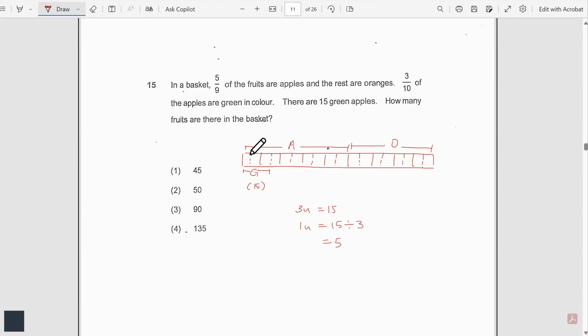We originally had 9 units, right? And then we cut everything into half. So that means that we have 18 units. So we take 18 times 5. Answer 90. Here there are a total of 90 fruits.